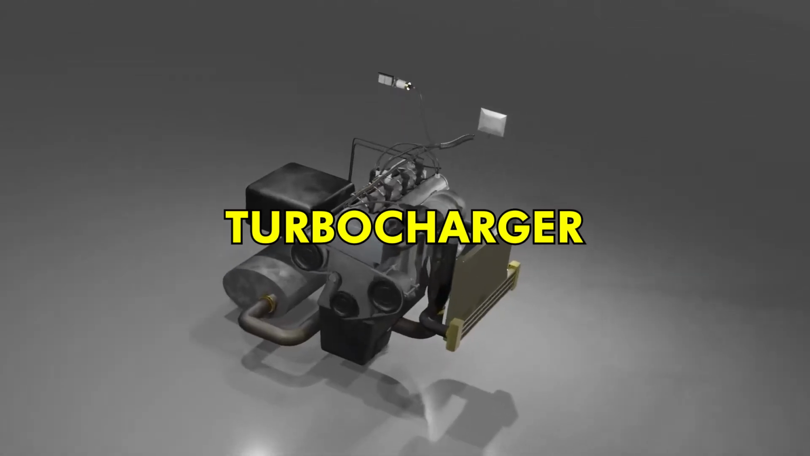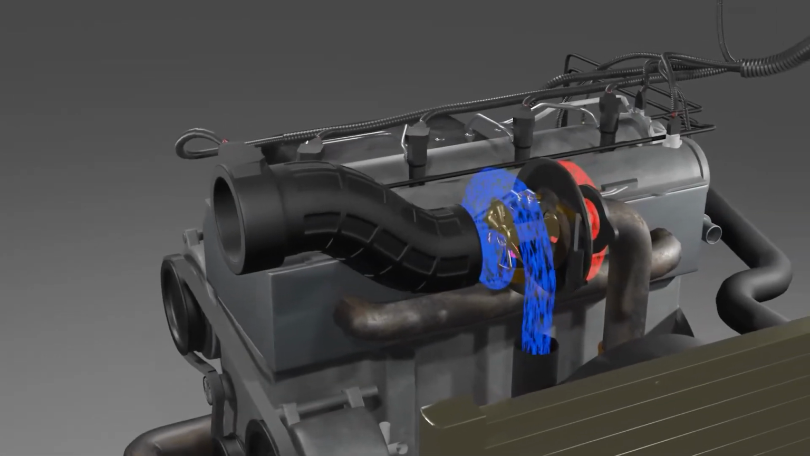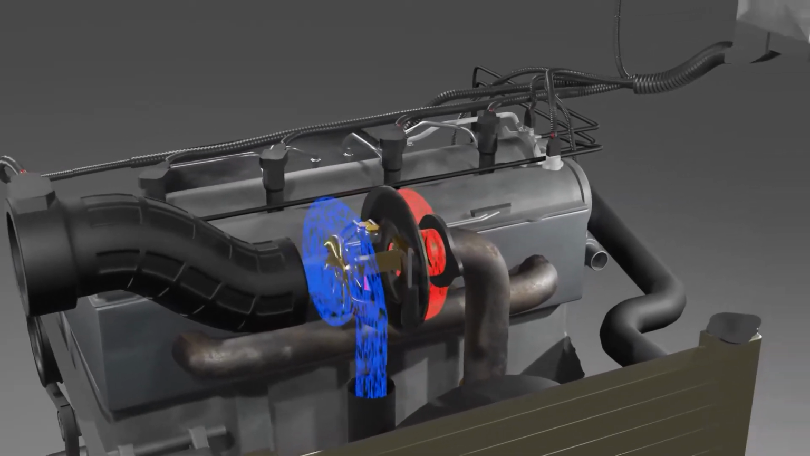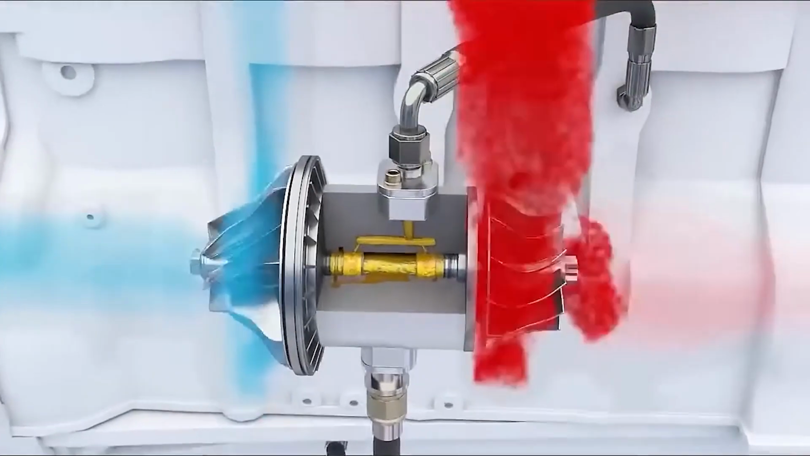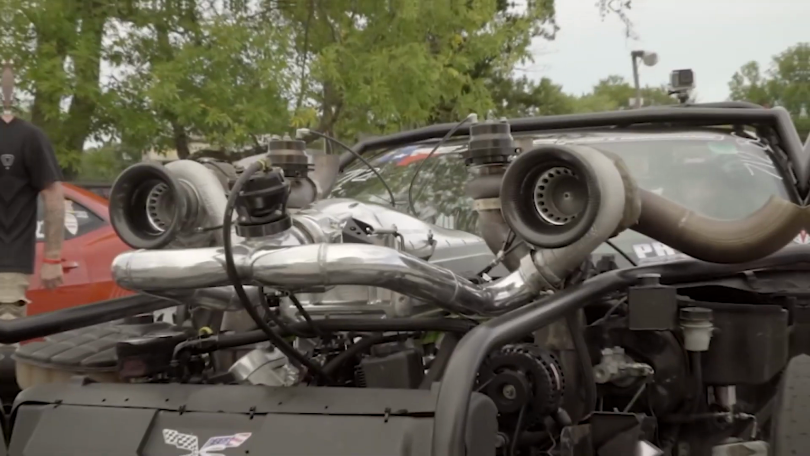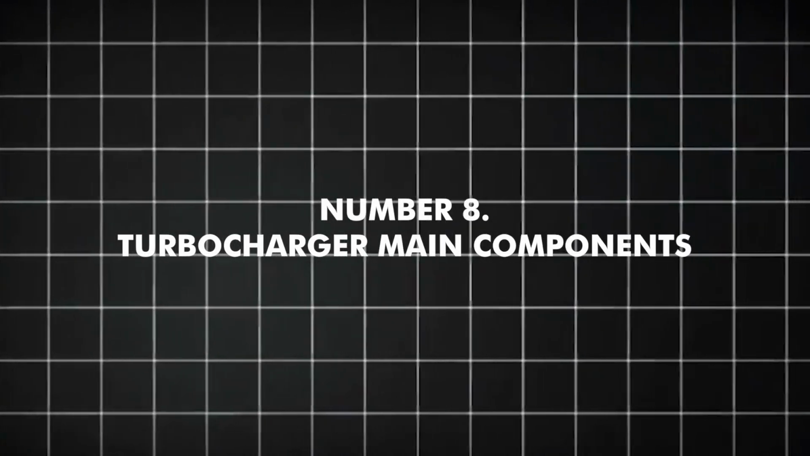A turbocharger forces more air into the cylinders of a turbo engine, increasing engine power. By using the energy from exhaust gases to turn a turbine, it compresses incoming air and increases the engine's fuel efficiency. This enhances performance and fuel efficiency by enabling a smaller engine to produce greater power. Number 8. Turbocharger main components.